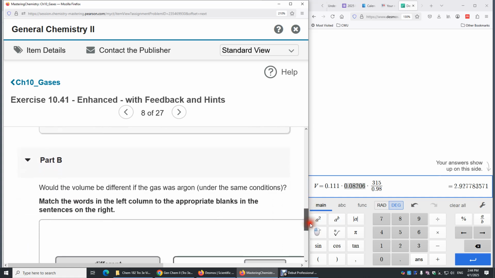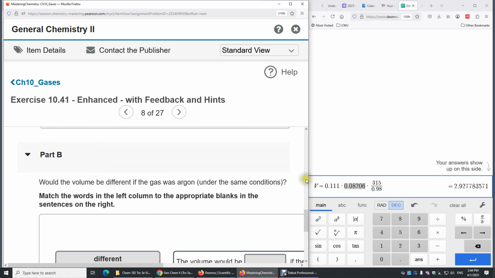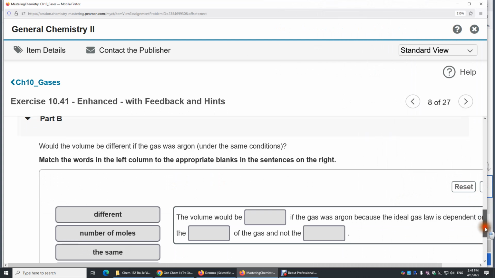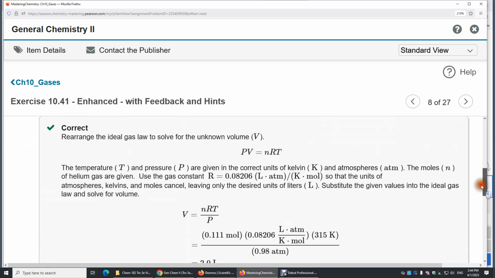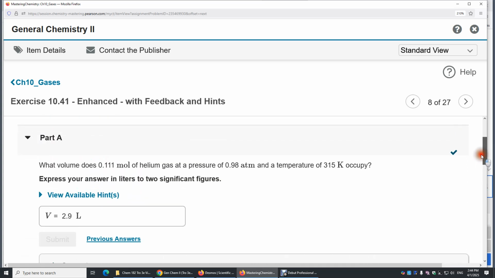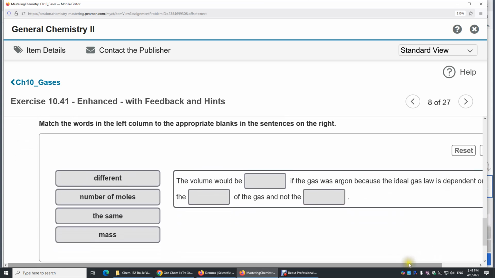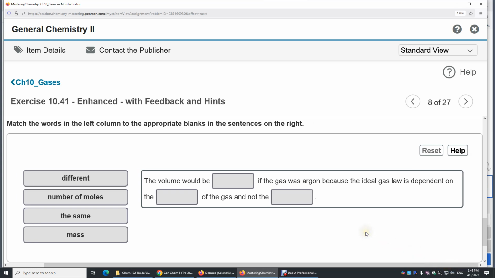Okay, part B. Would the volume be different if the gas was argon? Well, we use the same gas law for all ideal gases. Argon and helium are real gases, but they are close to ideal gases. So since we're using the same equation and the same values for pressure, R, number of moles, and temperature, the volume would be the same.